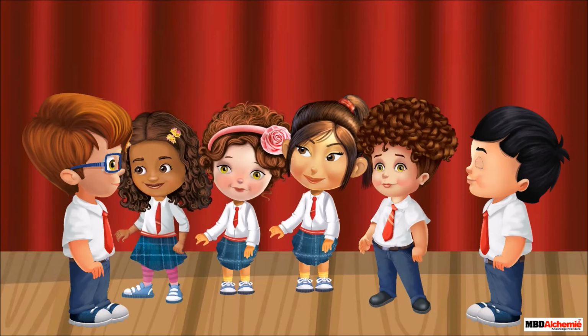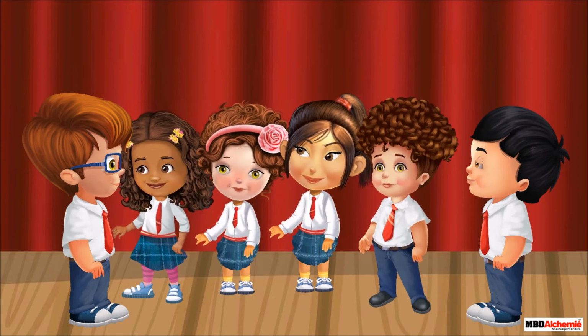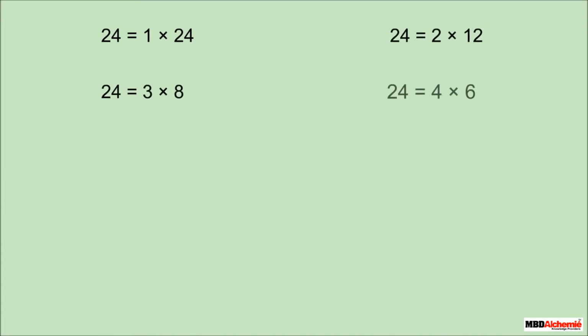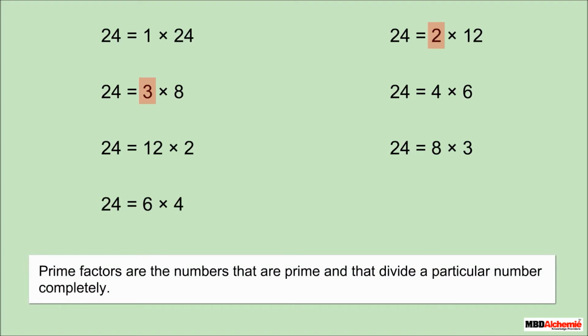Here, you have seen kids find all the factors of 24 to arrange the chairs. Let's see all the factors of 24. 24 has only 2 prime factors, that are 2 and 3. Prime factors are the numbers that are prime and that divide a particular number completely.